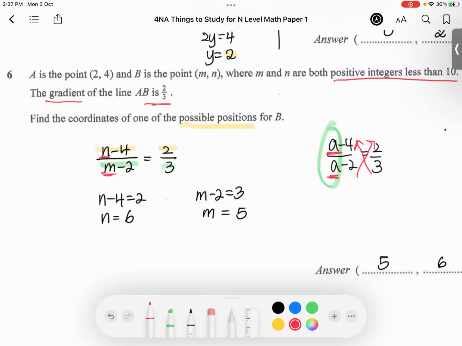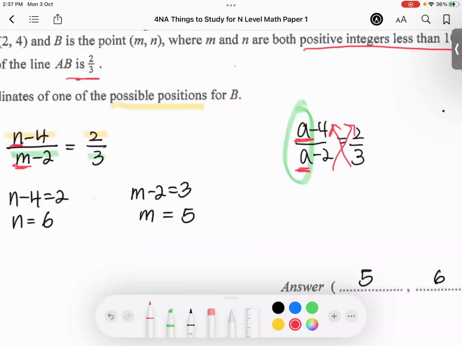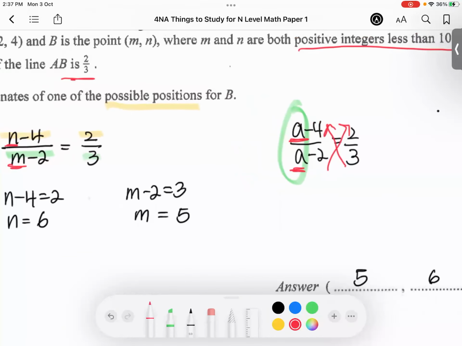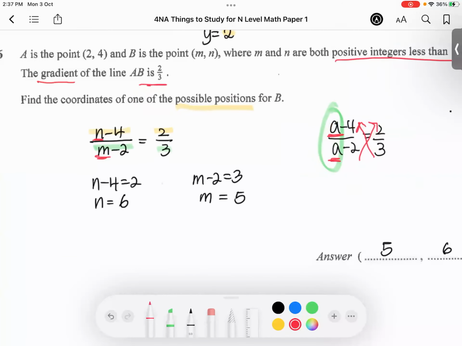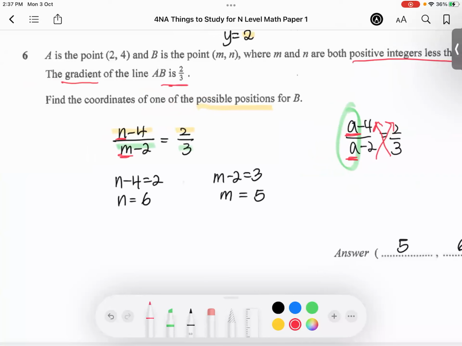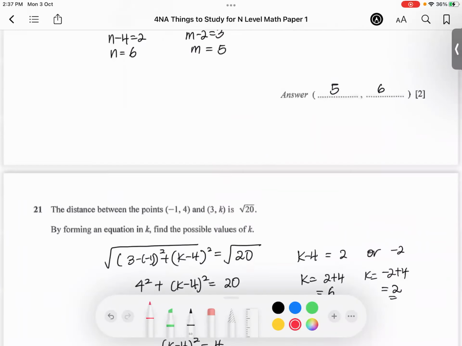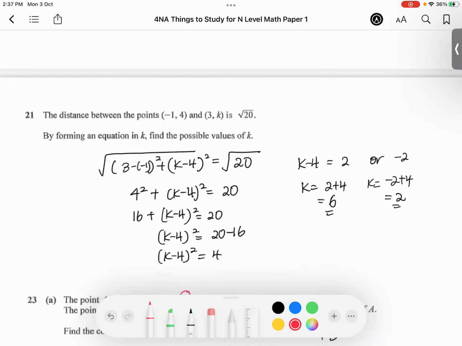So they ask you to guess the possible answer. That's why you can compare numerator with numerator and denominator with denominator. But if I have an algebraic question where both of them are a, you cannot equate numerator and numerator. You have to do cross multiplication, then solve the quadratic equation. Okay, so please take note.